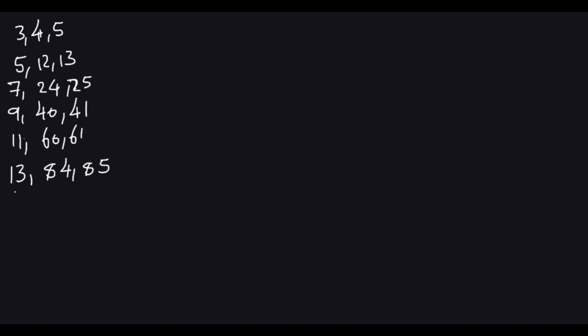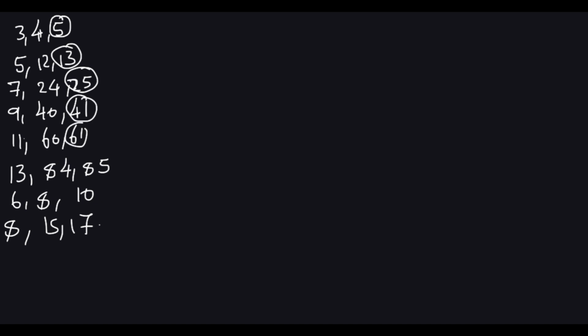Then here we have 6, 8, 10. We may also have 8, 15, 17. So from these Pythagorean triples, the longest numbers like 5, 13, 25, 41, 61, 85, 10, and 17 are the hypotenuse. Then the other remaining two represent the two adjacents.